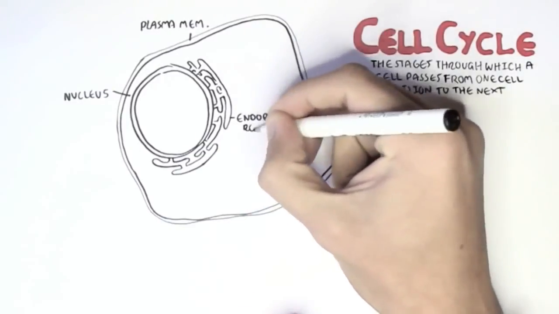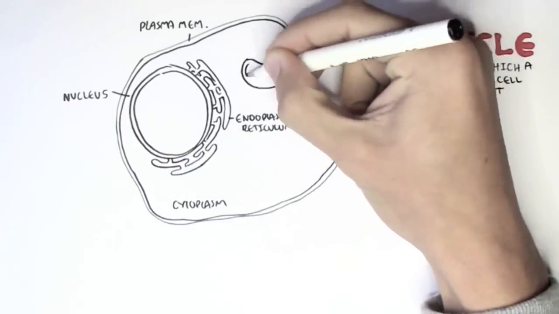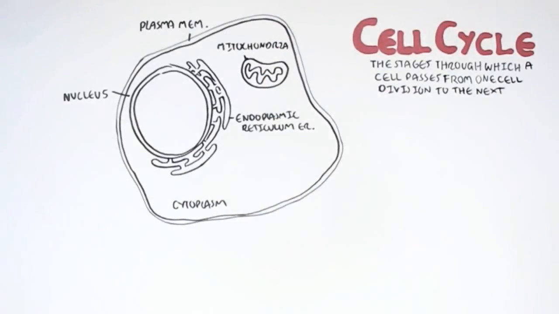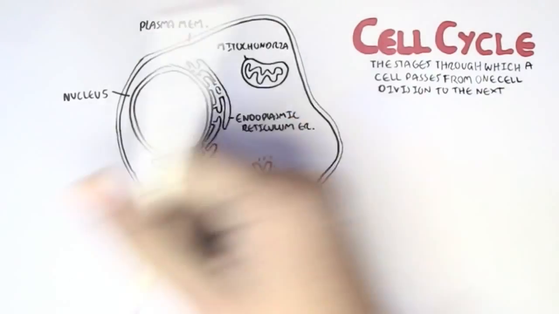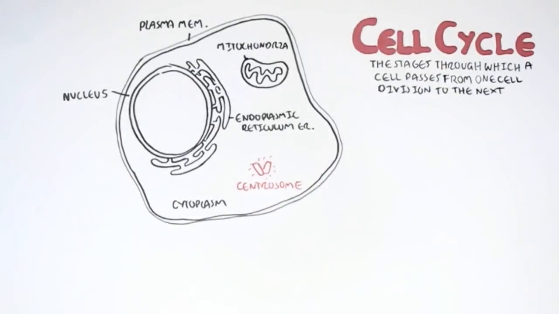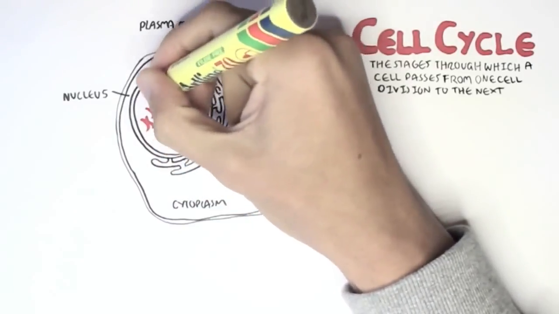The surrounding area outside the nucleus is known as the cytoplasm. The cytoplasm contains many cell organelles, such as the mitochondria, which is the cell's powerhouse. It makes ATP. And also, there's the Golgi, which I haven't drawn. But the main thing to take out of this is that in the cytoplasm, we also find centrosomes. Centrosomes are important in cell division because they actually help in separating the cells with their microtubules.